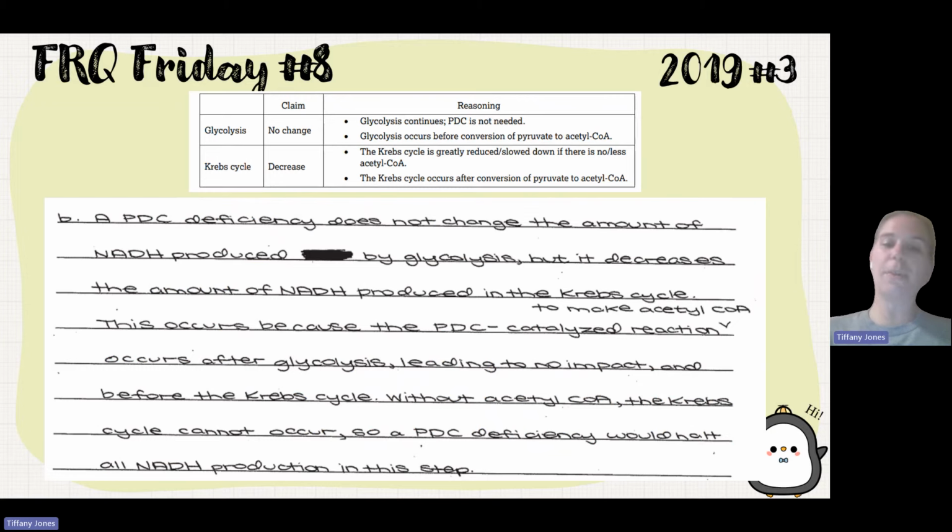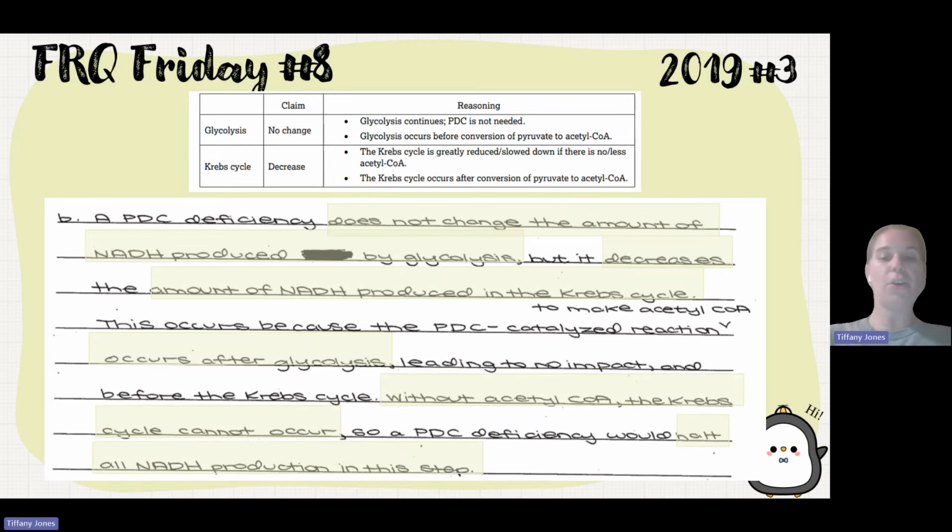So the student said that PDC deficiency does not change the amount of NADH produced by glycolysis. They go on to say that this takes place after glycolysis, and that's why we don't see that change. The second point they would have gotten has to do with the fact that it decreases the amount of NADH in the Krebs cycle, because without the acetyl-CoA, the Krebs cycle cannot occur, and the PDC deficiency would halt all of that production at that step.